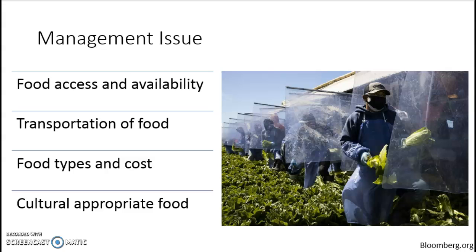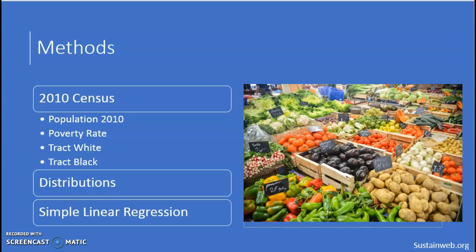Another management issue is the food types and cost and whether or not they're culturally appropriate. So we need stores to carry food that's appropriate for the community and is available and affordable. An example of this is butter tarts and poutine ingredients for Canada Day.